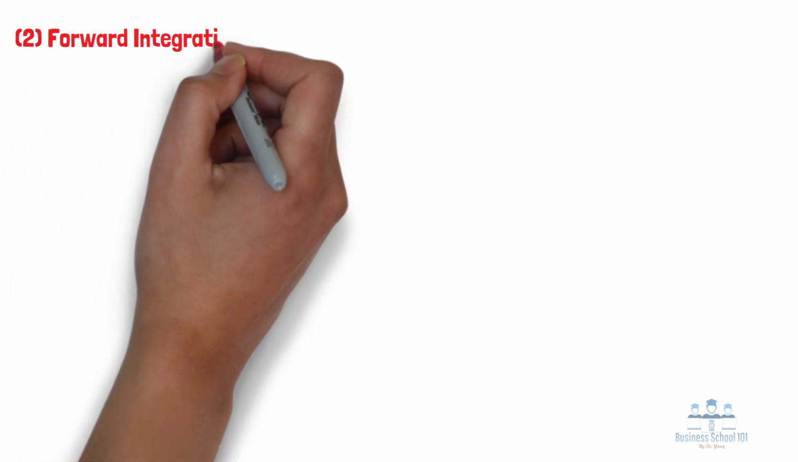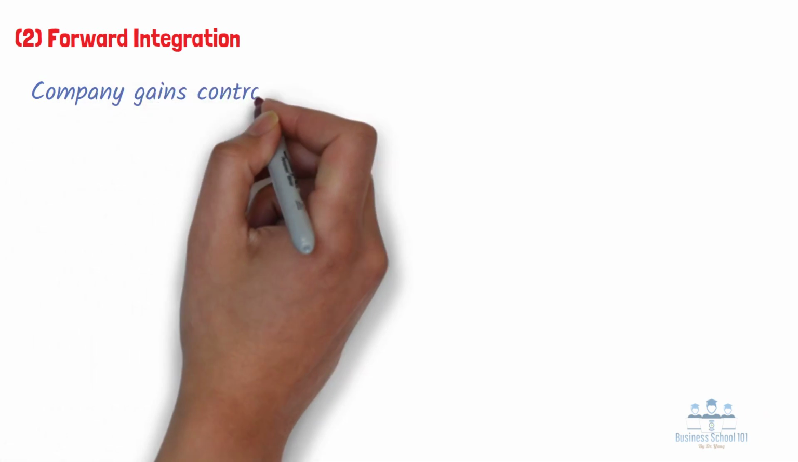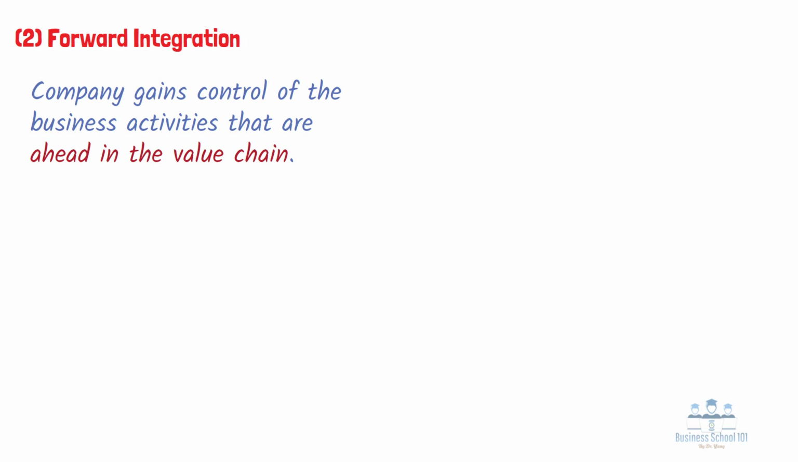Second, forward integration. Forward integration is another type of vertical integration where the company gains control of the business activities that are ahead in the value chain. This is also known as cutting out the middleman. Through forward integration, manufacturers may skip the wholesalers or retailers in the value chain to sell directly to customers.